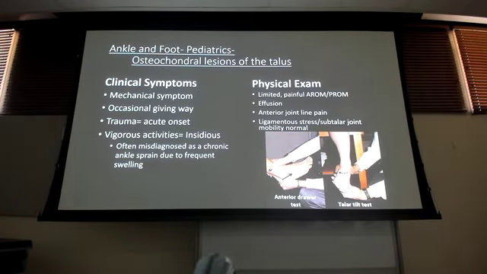So they usually have mechanical symptoms, occasionally giving way. I feel like I got a loose body in one of my ankles, honestly. Like I feel something stuck in there sometimes, and I can't move it every once in a while. With trauma, it could be an acute onset, but normally we see these more chronically. A lot of times we'll say it's just chronic ankle sprains, or maybe they never rehabbed a prior ankle injury appropriately. But it is something we want to consider.